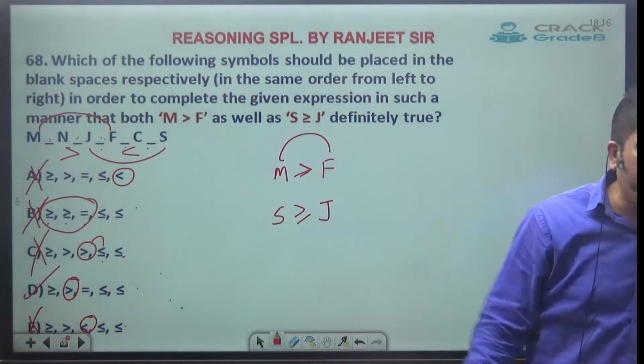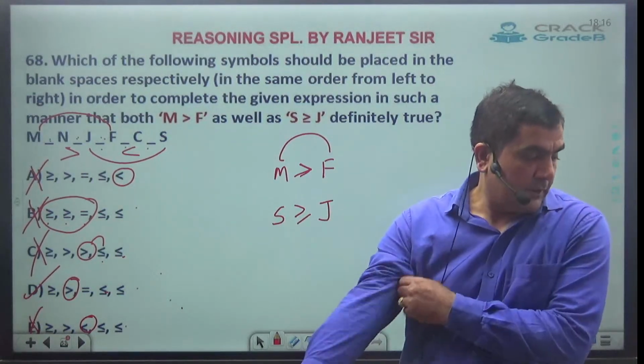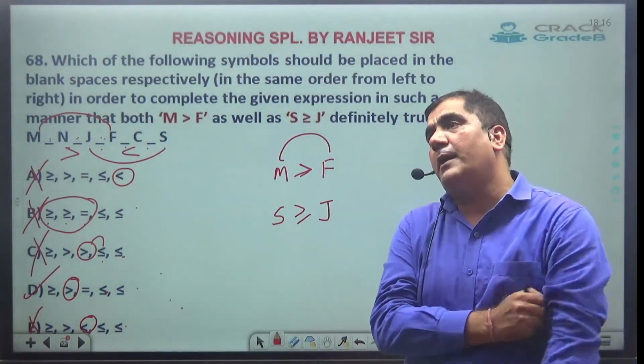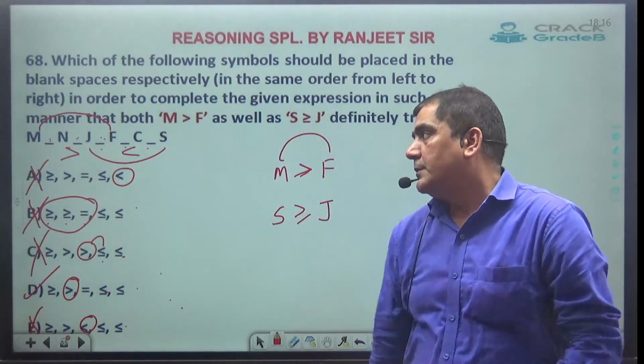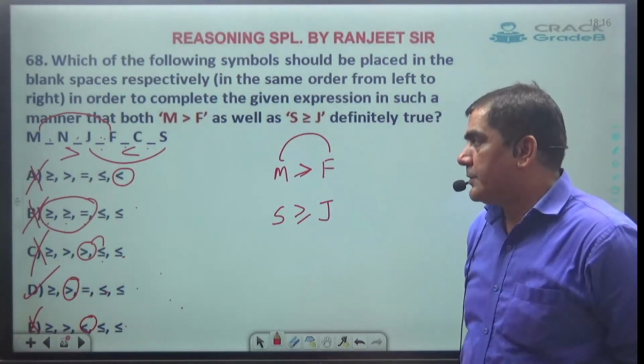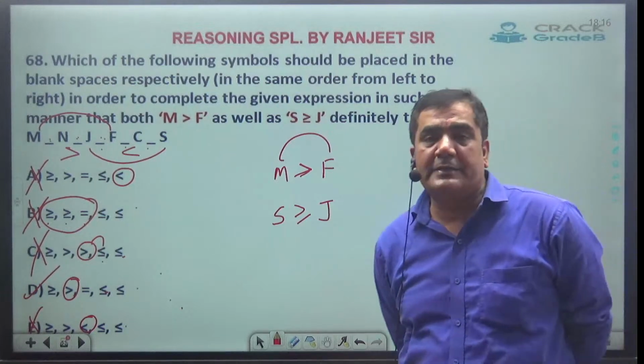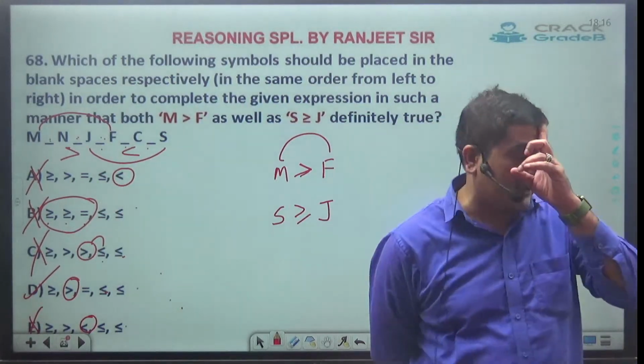Clear? Anyone, any problem? Understood? Anyone, any problem? So these sort of questions may be asked in your pre-examinations or in your banking examinations.